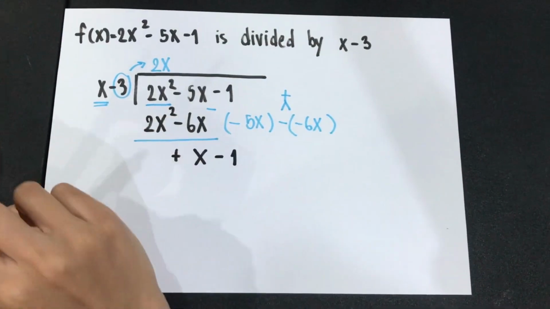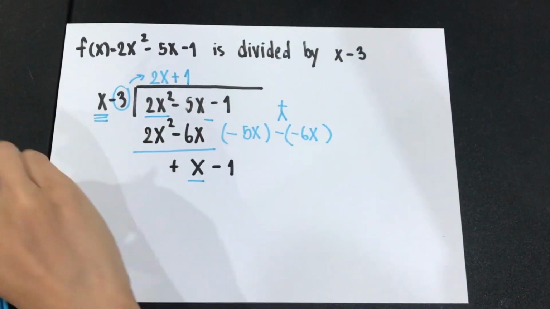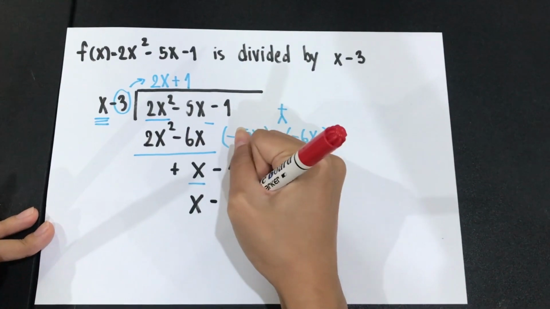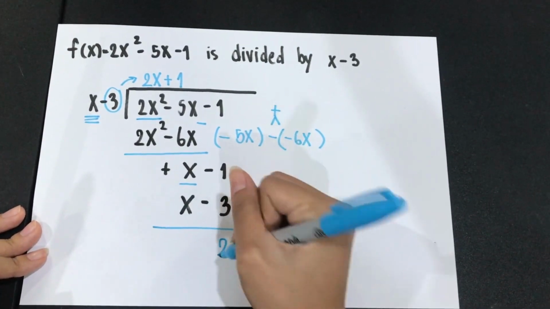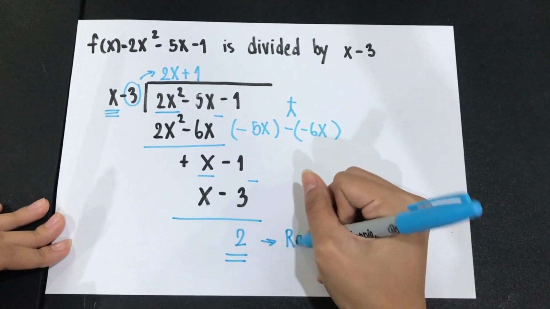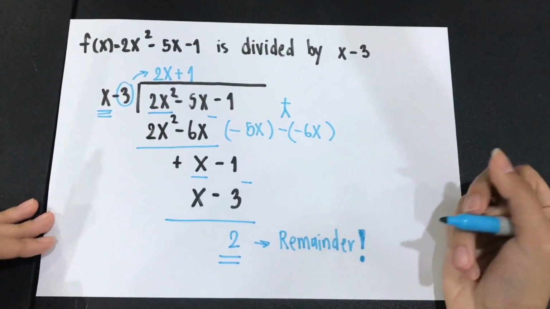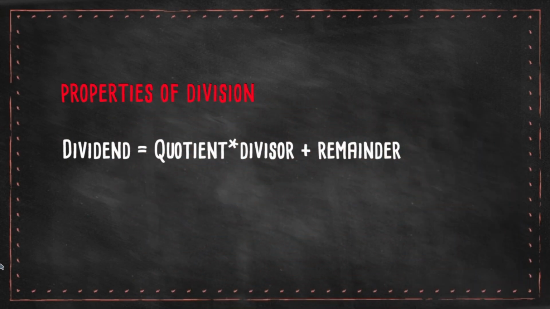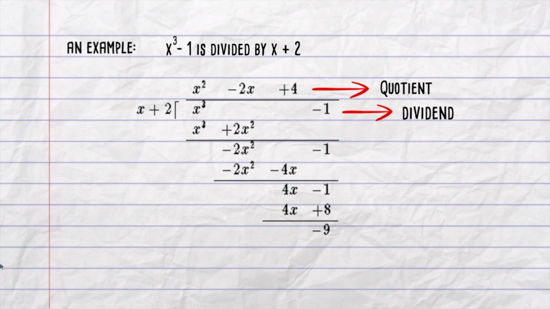And bring the minus 1 down with the plus x. Then, same as the beginning, what value multiplied with x is equal to x, which is plus 1. And multiply the plus 1 with minus 3, you will get minus 3, subtract them, and you will get the remainder that is equal to 2. f of x is equal to the quotient multiplied by the divisor plus the remainder. Well, this property just came from the long division, so you will get the remainder exactly the same as the other method.